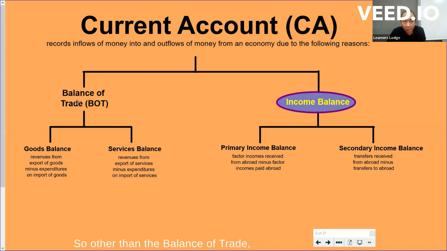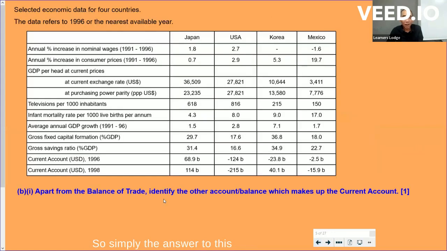So other than the balance of trade, what else goes into the current account? It is the income balance as a component of the current account other than balance of trade. So simply the answer to this is to identify the other account. Notice how they say "the other account", meaning there's only one other. So that answer is just the income balance for 1 mark. All right, so that's for the second question.